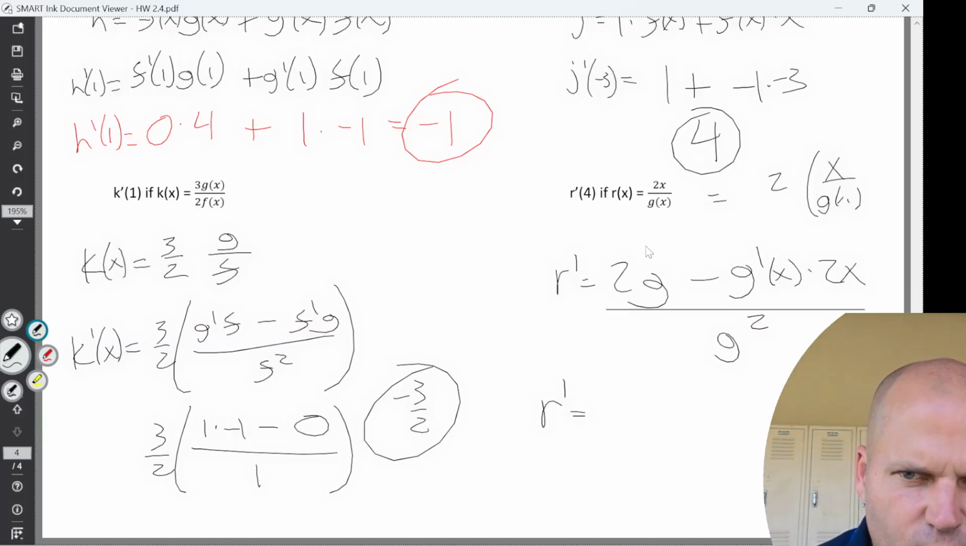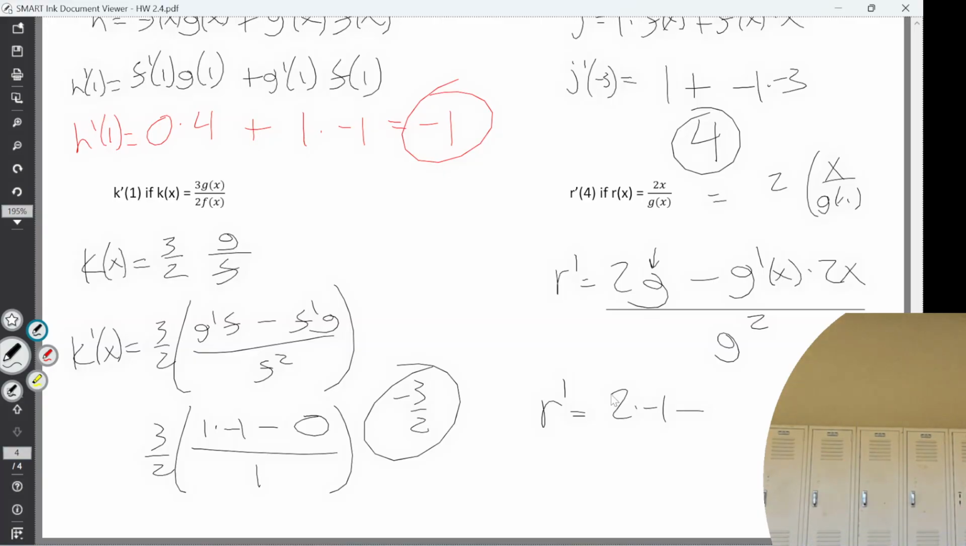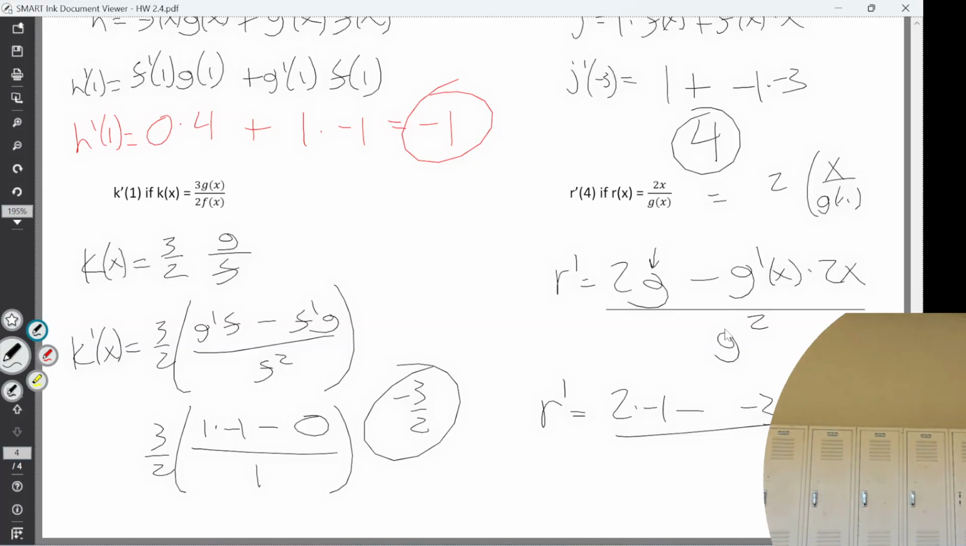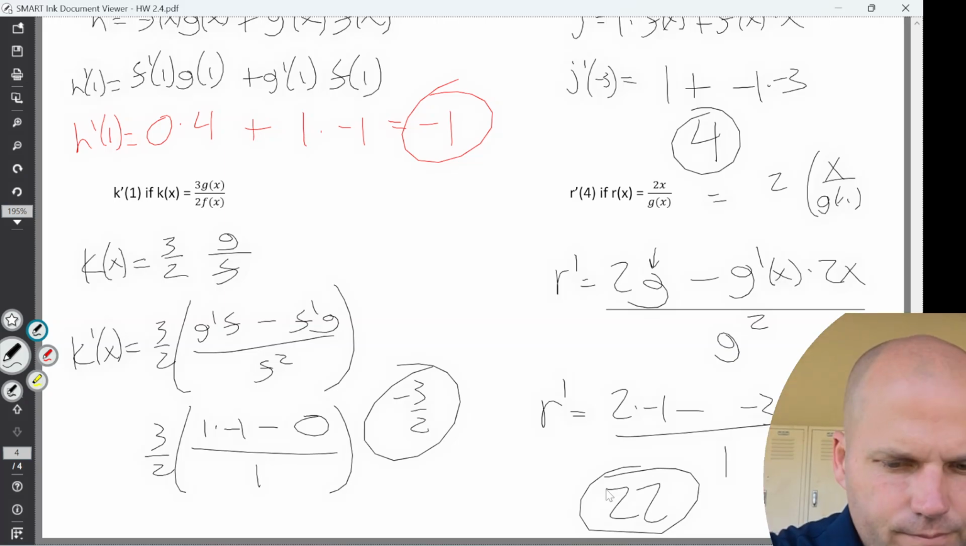Later, if we plug in 4, G of 4 is the y value of G at 4. 1, 2, 3, 4. -1. G slope, -3. 2 times 4, 8. G's value at 4 is -1 squared, which is 1. So I got -2 plus 24, which is 22. Well, bam. Peace.